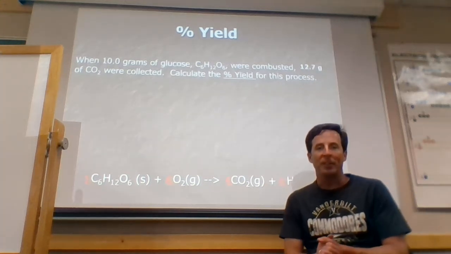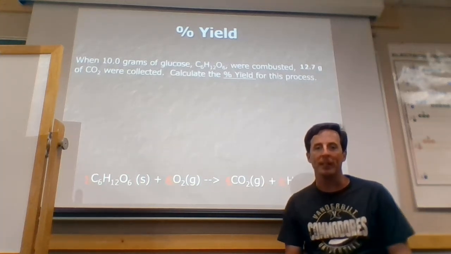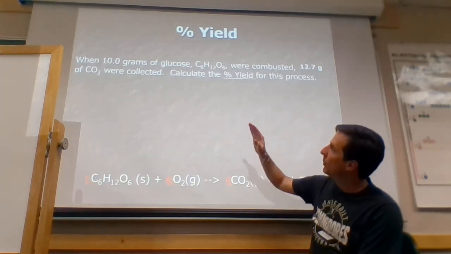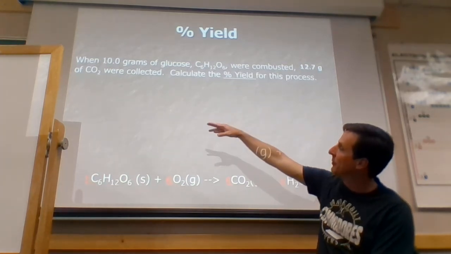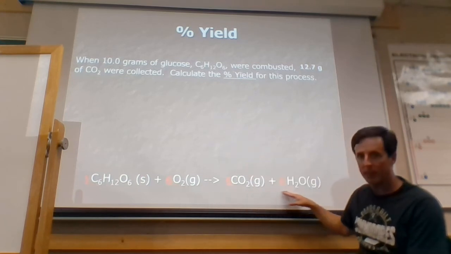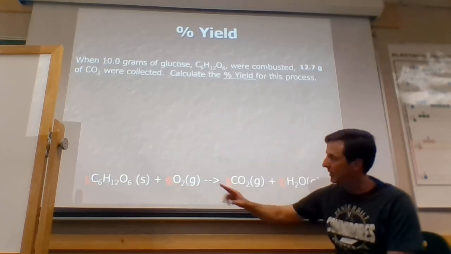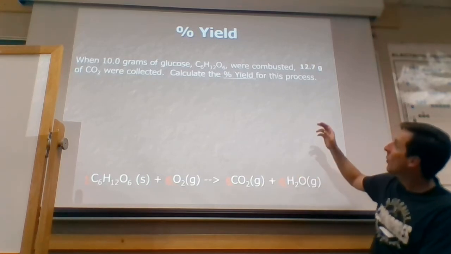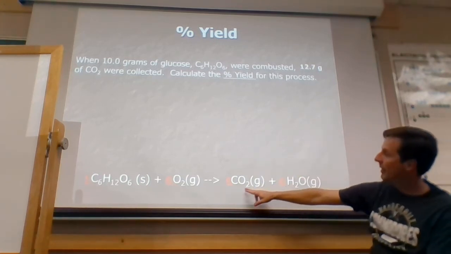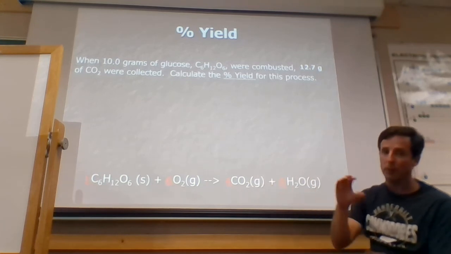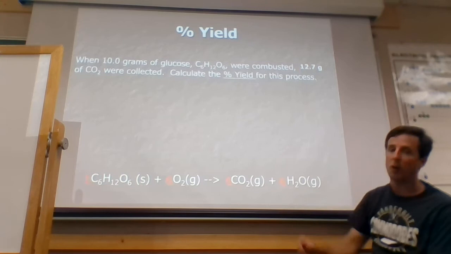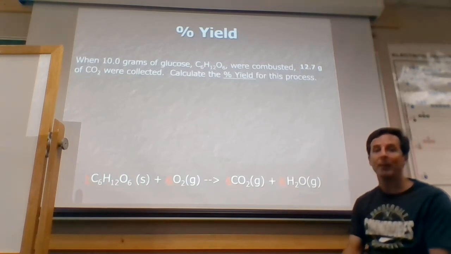Okay, so we're on slide 27 of chapter 3, trying to get through these problems. So we're doing percent yield. If we react 10 grams of glucose, the reaction is shown here at the bottom of the screen. If we react 10 grams of glucose and we do the reaction in the lab, when we finish, we collect all the carbon dioxide and we're able to weigh it, and we figure out that we produced 12.7 grams of carbon dioxide. How did we do?